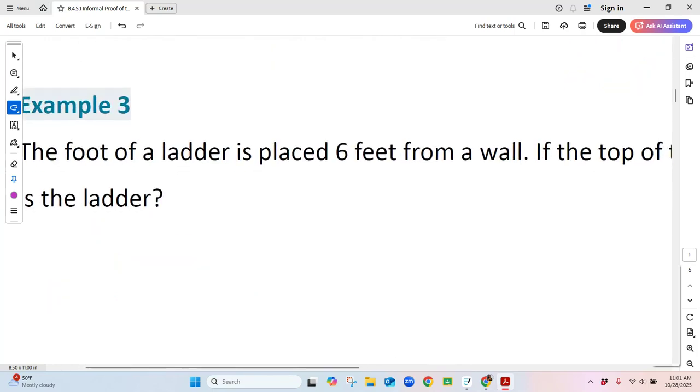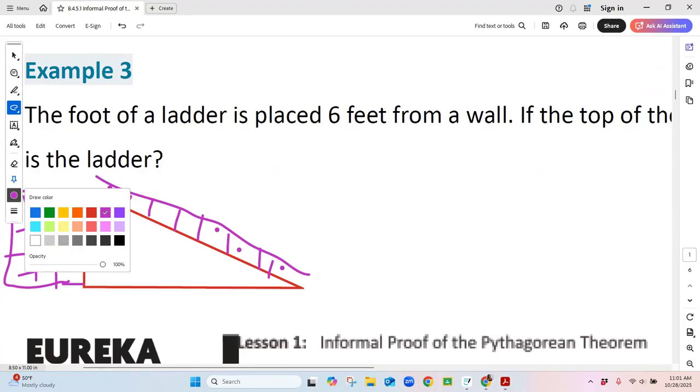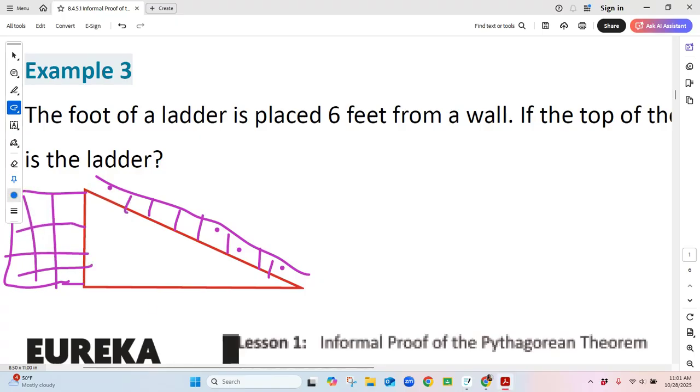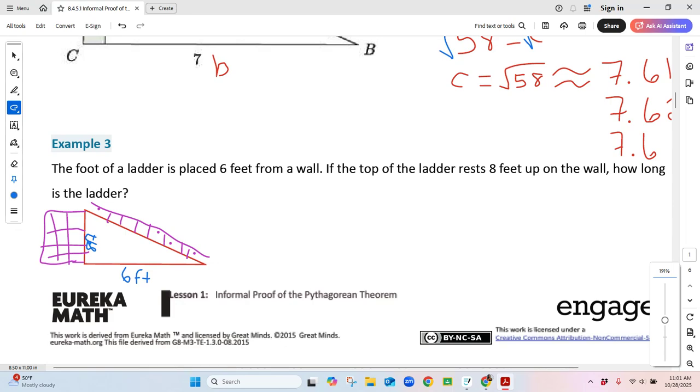Oopsies. So right here, we know that it's placed 6 feet away from the wall. That's down here, 6 feet. And we also know that the top of the ladder rests 8 feet up the wall. So that means that this right here is going to be 8 feet. It's asking how long is the ladder? Well, I know this makes a right angle, and this is directly across, so this is my C, my hypotenuse. It looks just like the triangles from before. Again, you don't have to draw the pictures, but I needed a visual to help me.